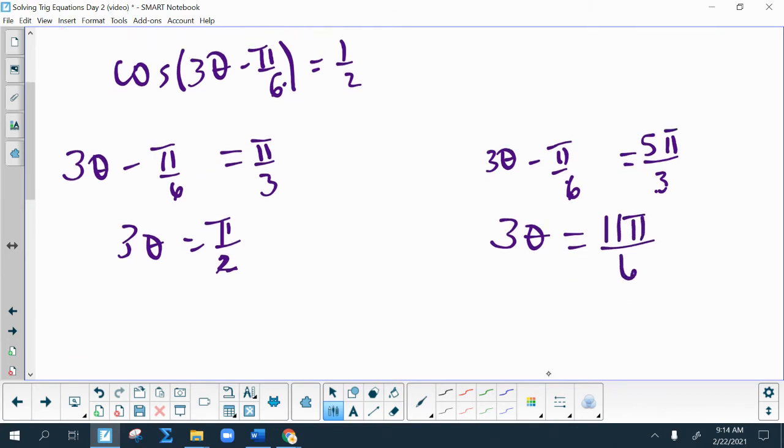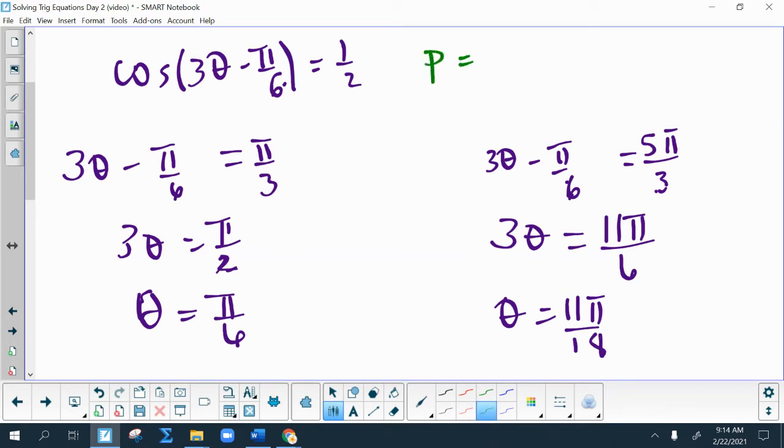Divide by 3. I get theta is equal to pi over 6, and theta is equal to 11 pi over 18. So those will be our first answers. And then to get the remaining ones, I need to know what the original period was, which was 2 pi over 3, because we're taking 2 pi dividing by that 3 from there.